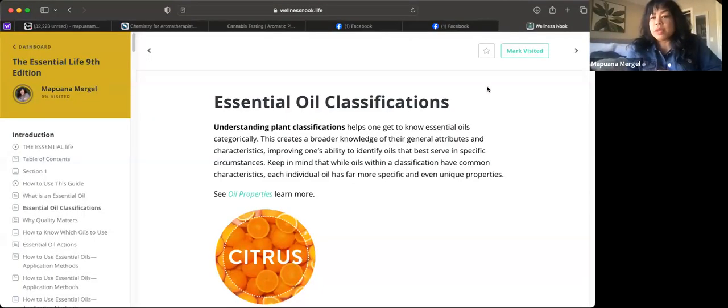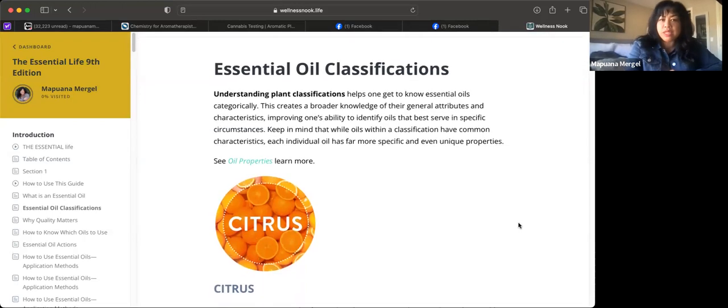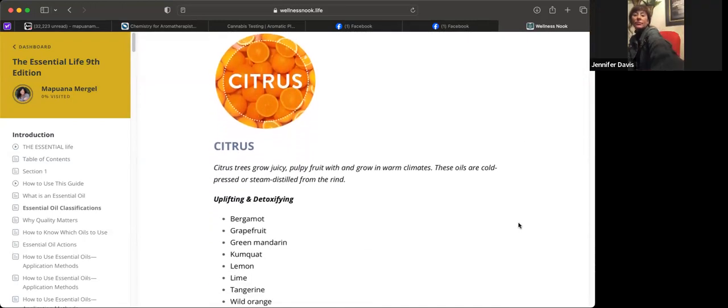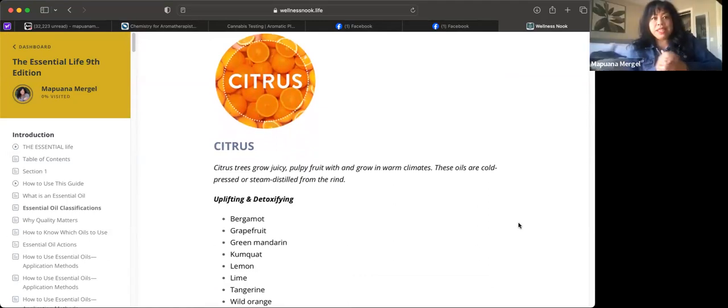So let me try to do this again because I did get it open on my screen. And then I'm going to close everybody over here. All of those windows are closed. Jennifer, can you see this on the screen, essential oil classifications? Yes. Awesome. So the first one is citrus, okay? So I see some people dropping something in the chat.